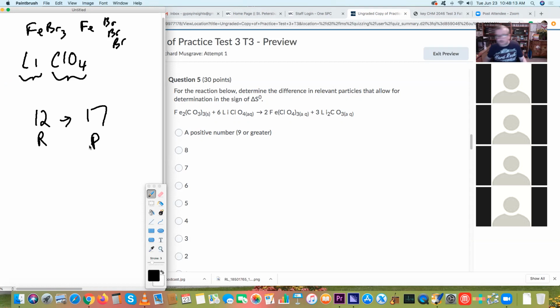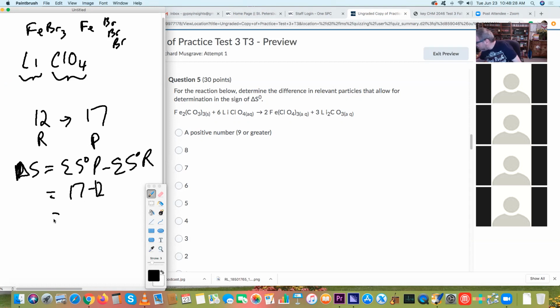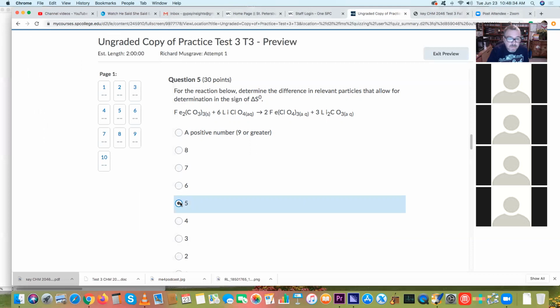There we go. Right, now remember that delta S is going to be the sum of the S naughts of the products minus the sum of the S naughts of the reactants. So it's almost like you can do 17 minus 12, which comes out to be plus 5. So that's the difference. That's the answer we're looking for. That's what we put, is plus 5.